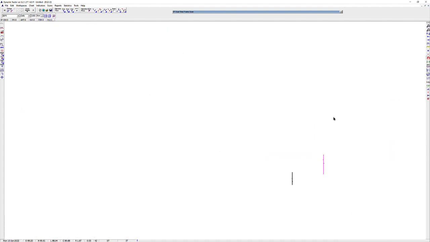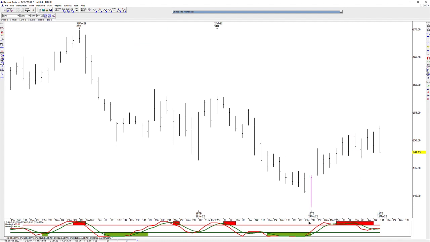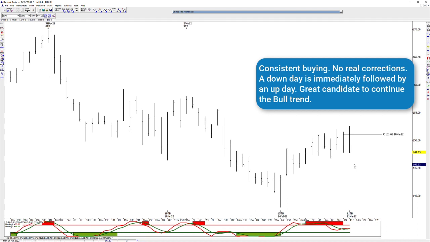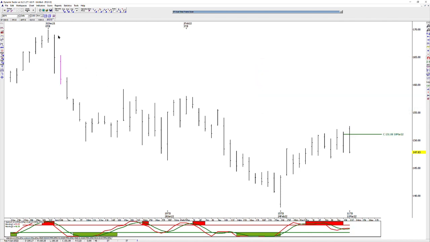Let's look at PLD. Look at some simple stuff here. Well, PLD has been so strong that it isn't even making corrections. It's just consistently continuing to advance. So this is another one, a great setup on a new closing high, since it has already made the bull reversal. So here's the two. It's just these two, as of at least this day, that I would focus on.